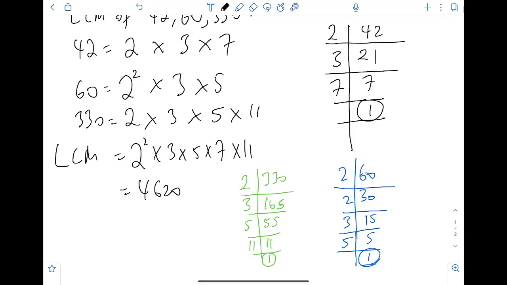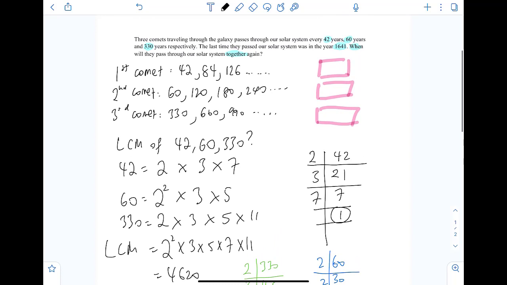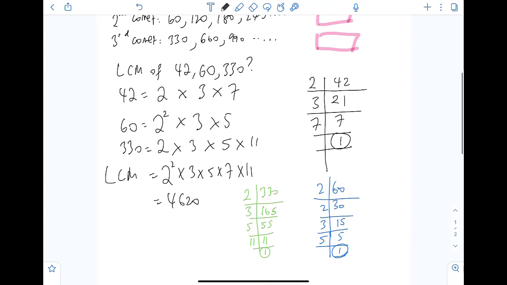4,620 years later. So the first time they passed through the solar system was the year 1641. When is the next time it will happen again? 1641 plus 4620, the year 6261. This, my friends, is the answer for this question.